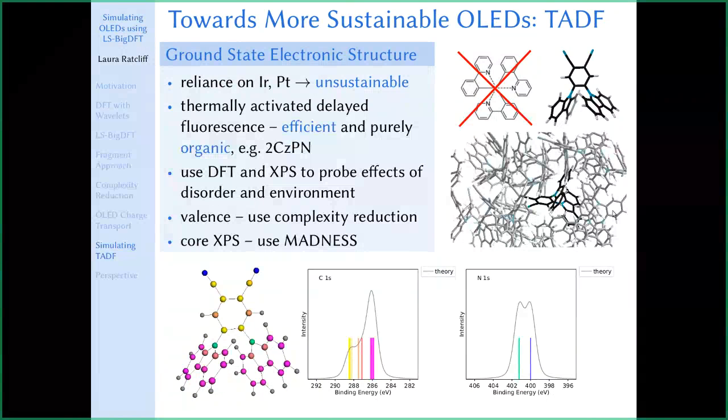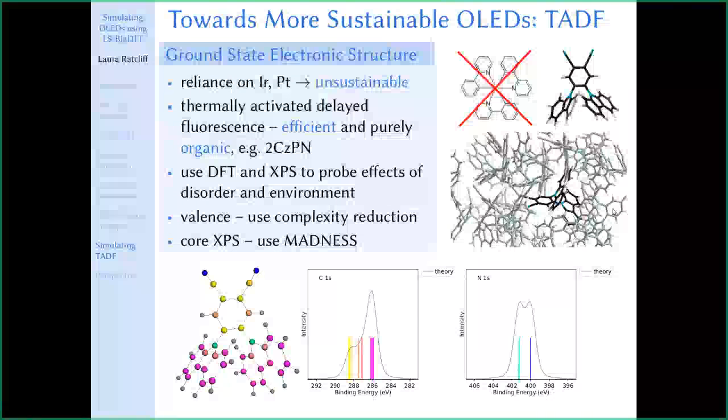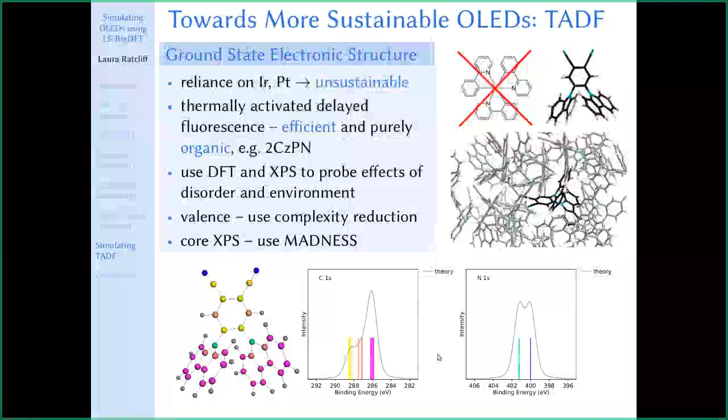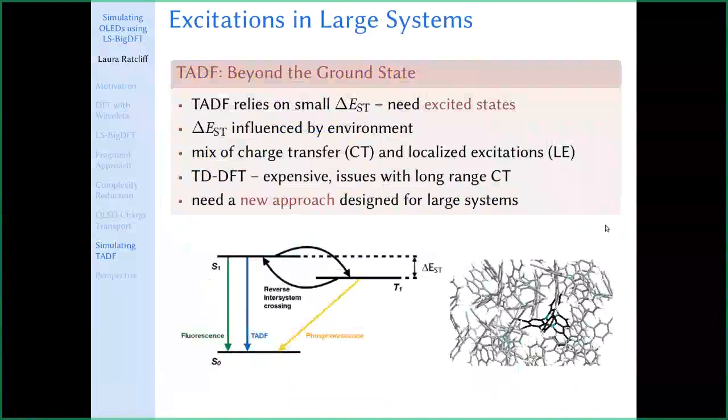So the first stage, we're looking at the ground state electronic structure, using this complexity reduction approach that I showed previously for the biological applications. And at the same time, we want to combine these DFT calculations with X-ray photoelectron spectroscopy. In this case, I've also been looking at calculating the core spectra using MADNESS, which is another wavelet-based DFT code. But more interestingly for TADF, we want to go beyond the ground state.